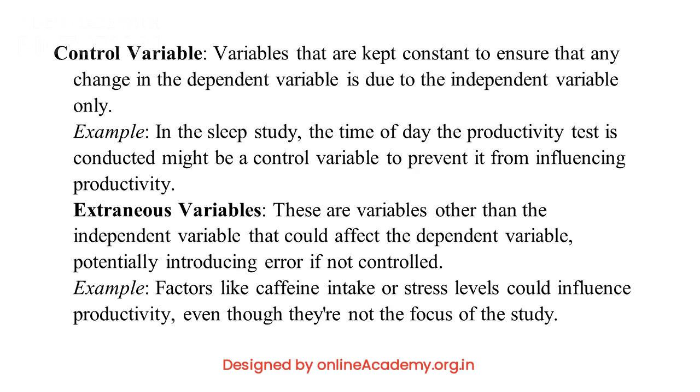Control variables are kept constant to ensure that any change in the dependent variable is due to the independent variable only. For instance, in the sleep study, the time of day the productivity test is conducted might be a control variable to prevent it from influencing productivity. Extraneous variables are those other than the independent variable that could affect the dependent variable, potentially introducing error if not controlled. Factors like caffeine intake or stress levels could influence productivity, even though they're not the focus of the study.